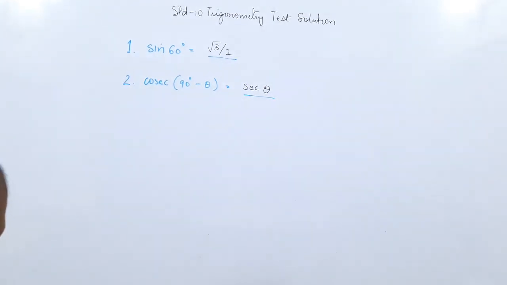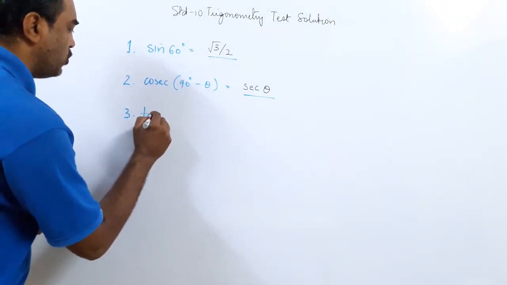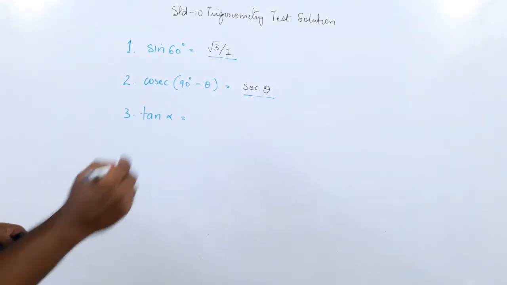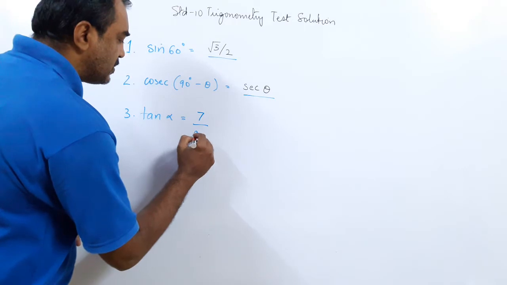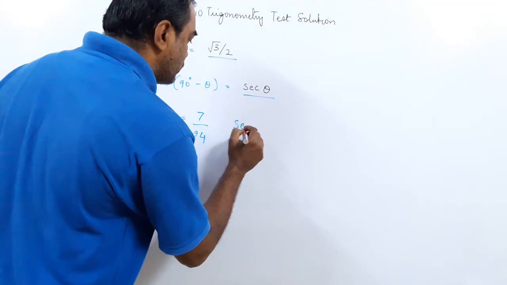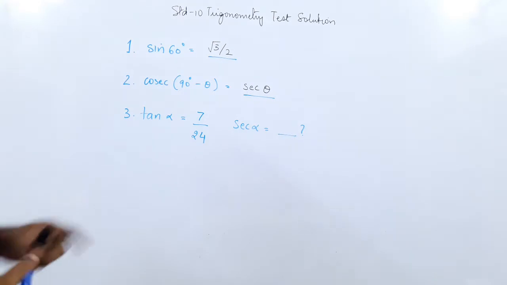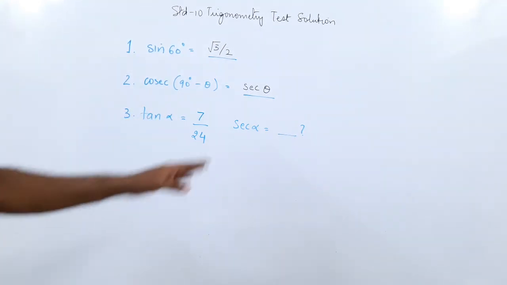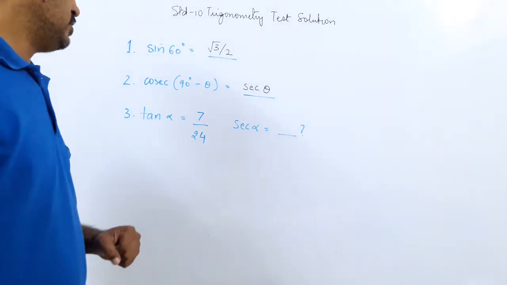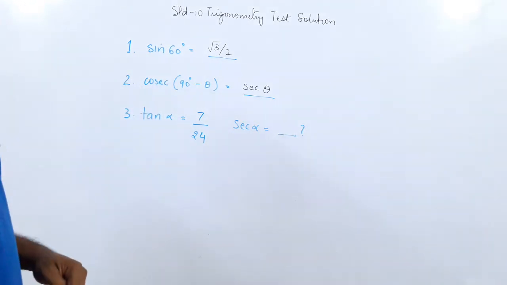Now the next question is where some of you have faltered. I don't know why, but tan alpha is 7 upon 24 and we have to find the value of sec alpha. Tan alpha is 7 upon 24, and we have to find sec alpha. In this third question, I will show you various methods. We will see both the methods, but what is the common mistake occurring here?